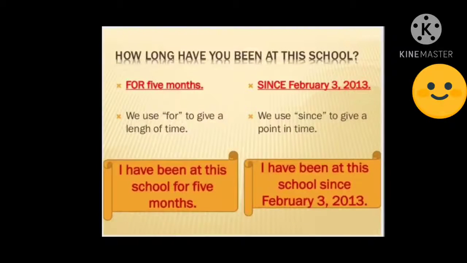When the action began is only mentioned here, and how much time has been continuing or completed is not mentioned, then we use since, the point of time. I have been at this school for 5 months. I have been at this school since February 3rd, 2013. When the time period is given, we use for. When only the beginning of the action is given, then we use since. So these are the details about the use of for and since.